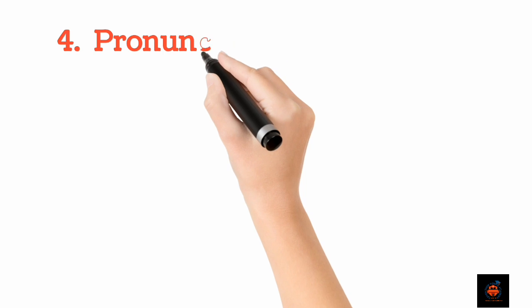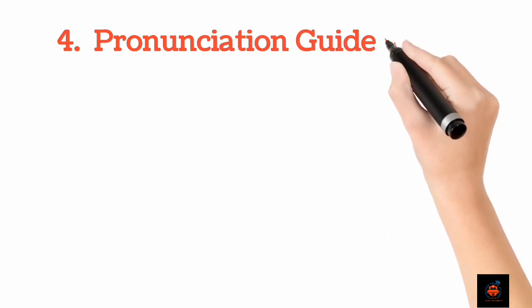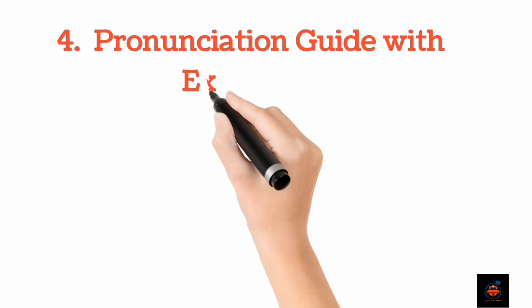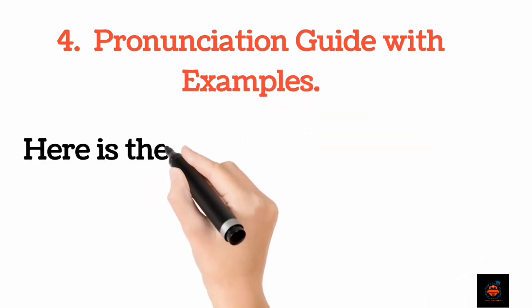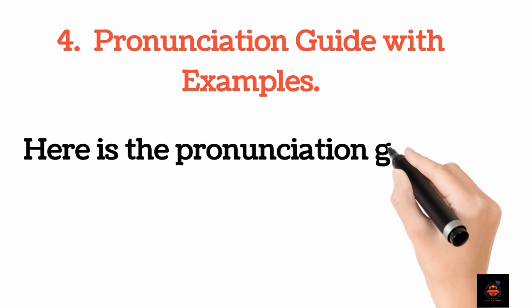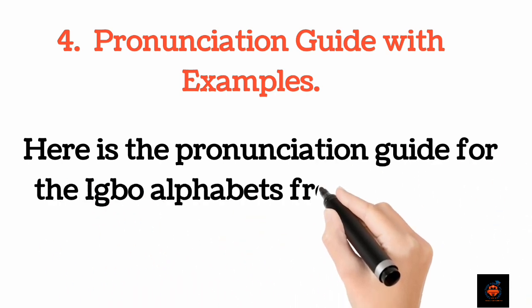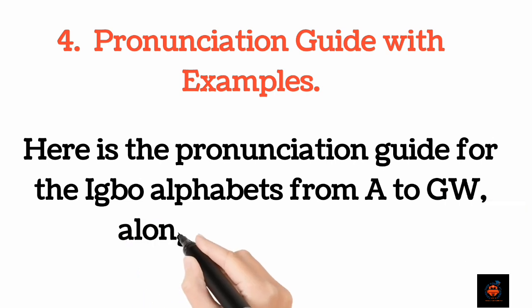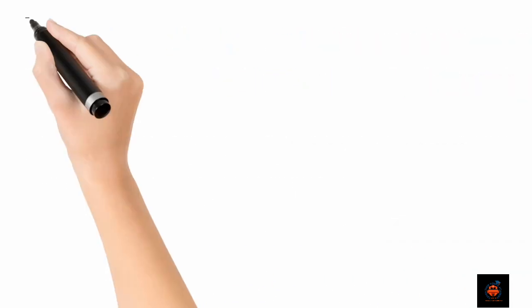4. Pronunciation guide with examples. Here is the pronunciation guide for the Igbo alphabets from A to Gw, along with examples.